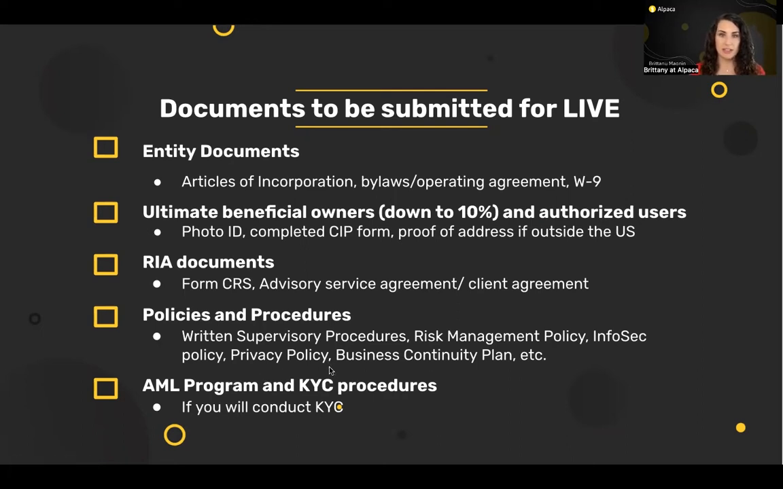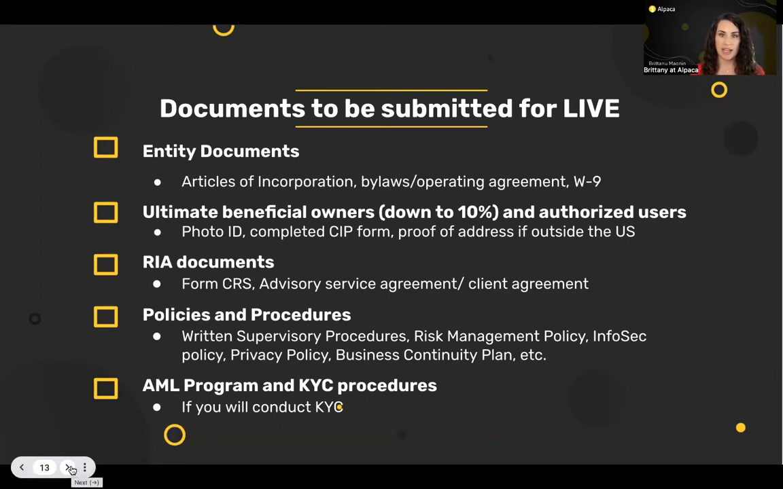Entity documents such as articles of incorporation, bylaws or an operating agreement, a W-9 tax form is required if you're going to be having custody of any stocks at any time. You will also submit information to us on the ultimate beneficial owners of the company down to 10% and also any authorized users of the backend of Alpaca.